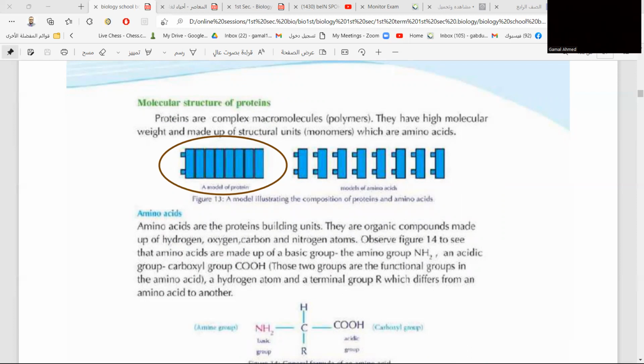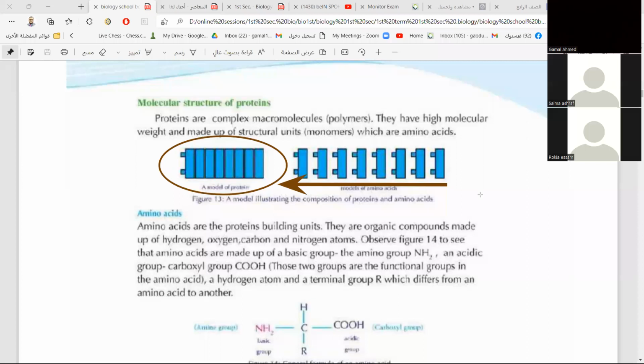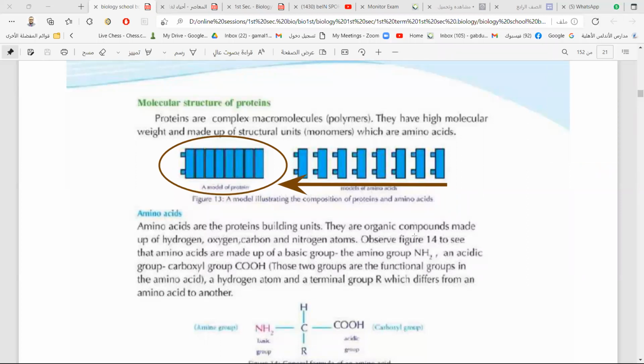To make the molecule of protein. Many amino acids join together by a polymerization process, and they make a peptide bond. So the molecule resulting is called a polypeptide. This is the protein, the polypeptide. So the protein is made from a combination of many smaller units called amino acids.